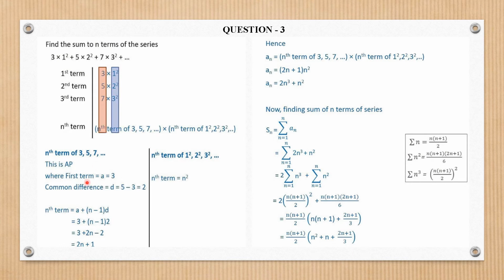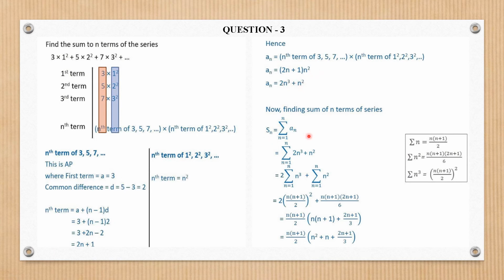It is an AP. So for an AP, the nth term can be calculated with a equals 3, d equals 2. So the nth term is 2n plus 1. Okay. Apply the formula a plus n minus 1 d. And the nth term of this will be simply n square, as 1 square, 2 square, so it will be n square. Now, what is the nth term of this complete? It is the nth term of this into the nth term of this. That is your 2n plus 1 into n square. That is 2n cube plus n square.